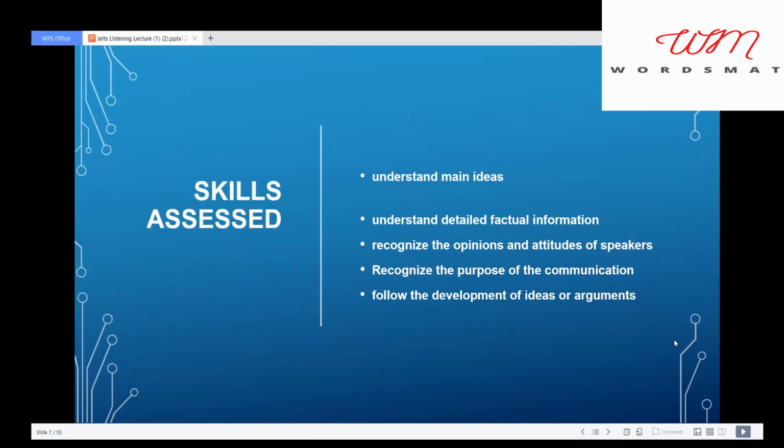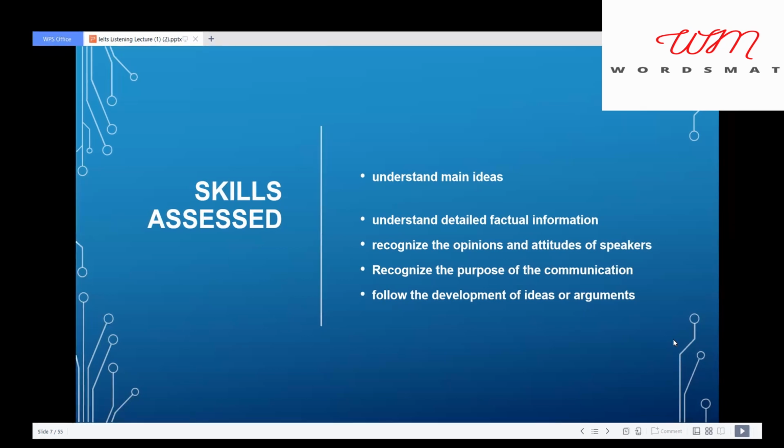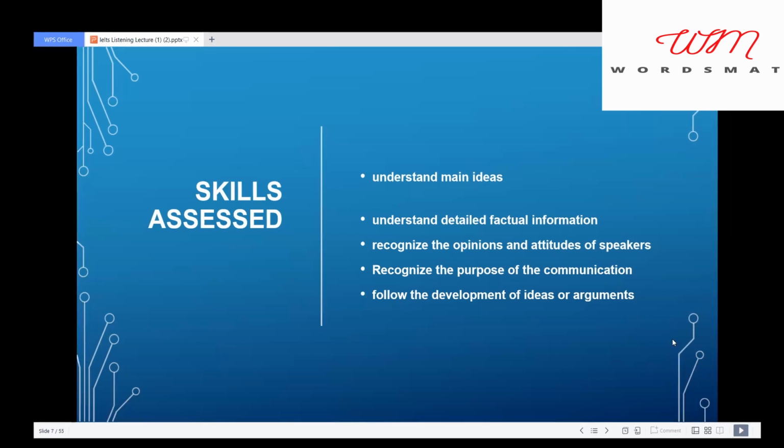Number three, you must be able to recognize the opinions and attitudes of the speaker. You are listening to audio and you must be able to understand what the opinion and the attitude are. If there is some positive situation, they would say, oh wow, you can well understand that it's a positive situation. What is the opinion and attitude of the speaker?